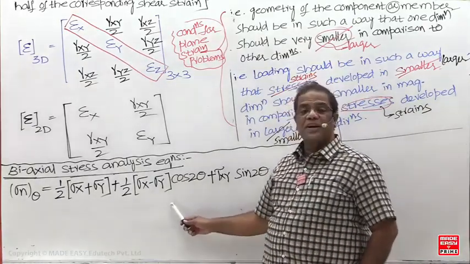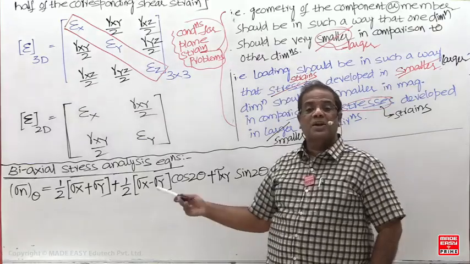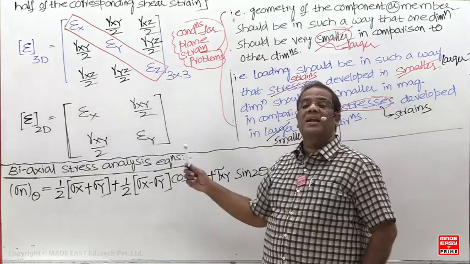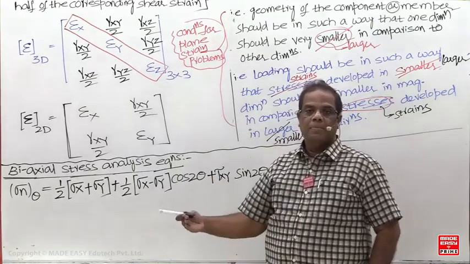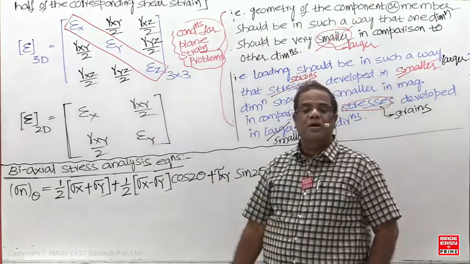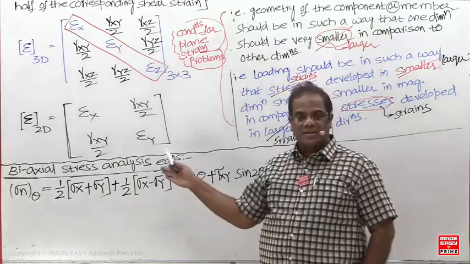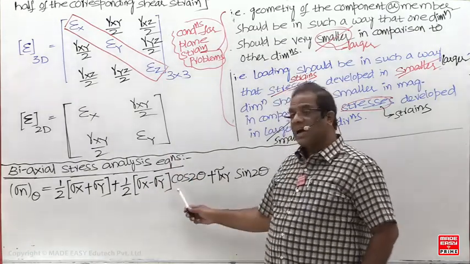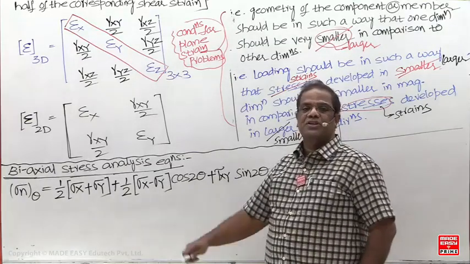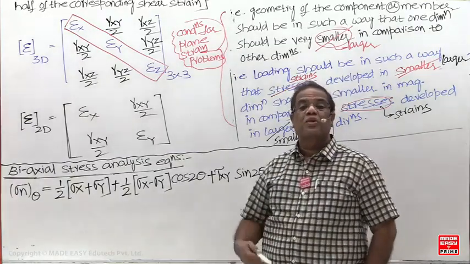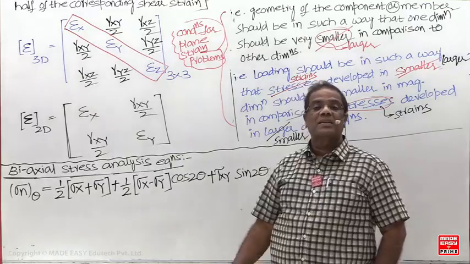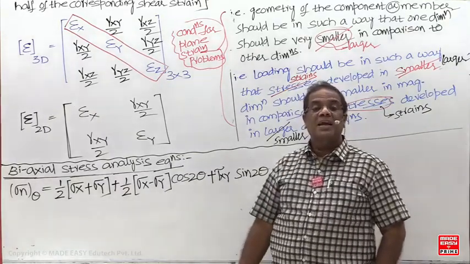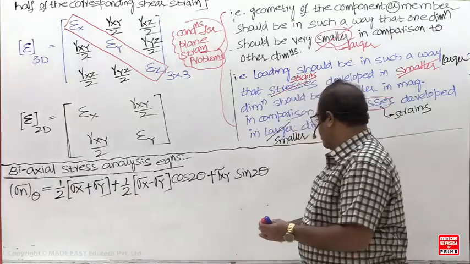And what is the other one? If we differentiate the equation with respect to theta and equate to 0, you get the principal plane location, that is, where the normal stress is maximum or minimum. Yesterday I gave the method, but this is the equation. And what is the other use of this? If I equate the equation to 0, you will get the location of 0 normal stress. 0 normal stress is nothing but a plane of pure shear stress. The plane of pure shear stress is determined by equating the sigma n equation to 0.